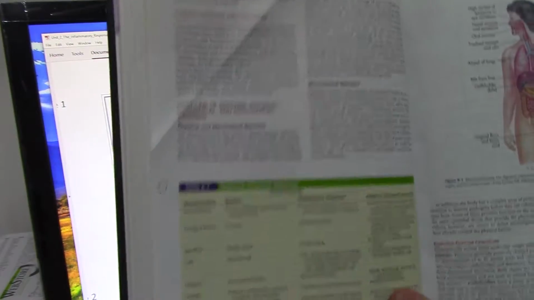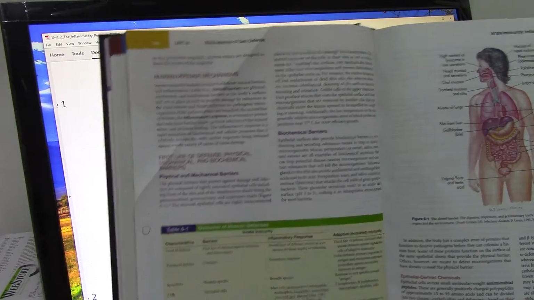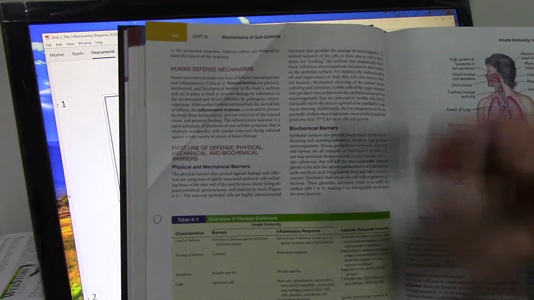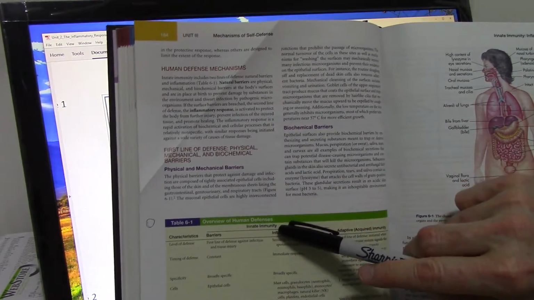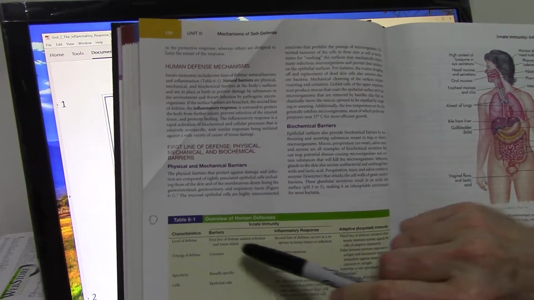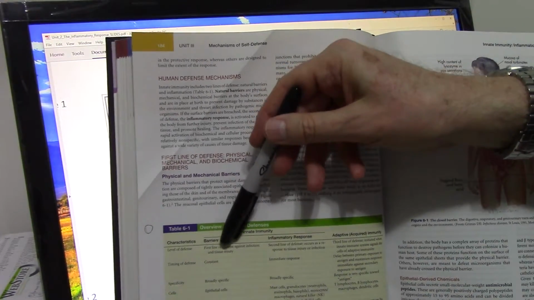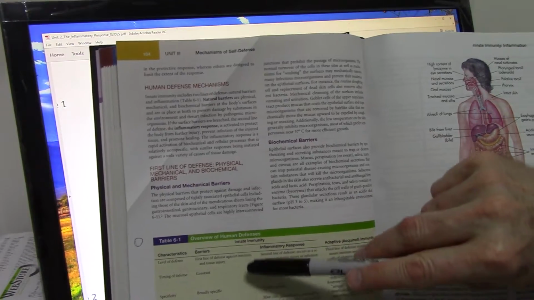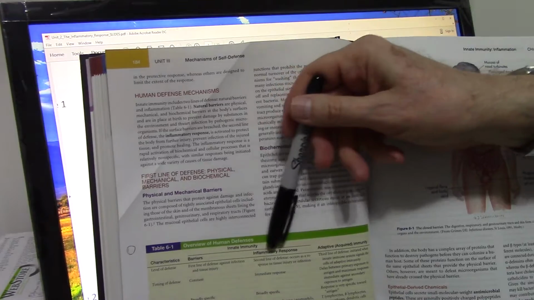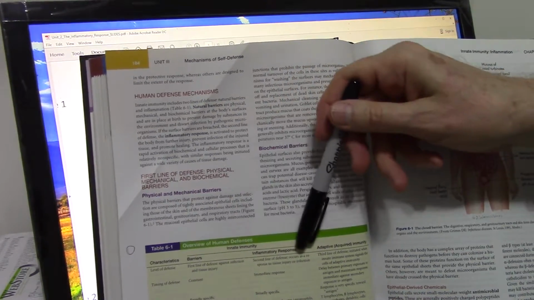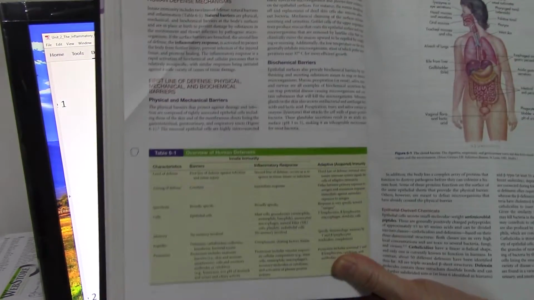And by the way, my edition is maybe a couple years before your edition, or vice versa. So you may be in another chapter, but this is my table. It's entitled Overview of Human Defenses. And notice that in the innate immunity area, you have barriers like skin and hair and the pH of the skin and so forth. And then you also have the inflammation. This is part of the innate system. It's not specific to any one particular pathogen.